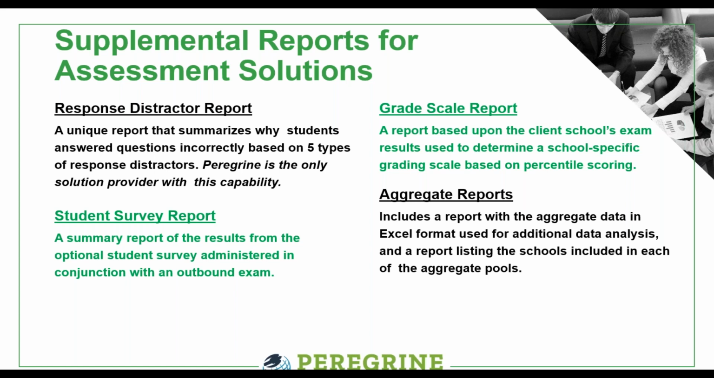The supplemental reports include the response distractor report. This is a unique report. It's Peregrine's newest report that actually looks at what type of error the student is making if they selected this incorrect answer. So what Peregrine did was code the entire test bank of incorrect answers and made a determination as far as what type of error they are making if they select this incorrect answer.